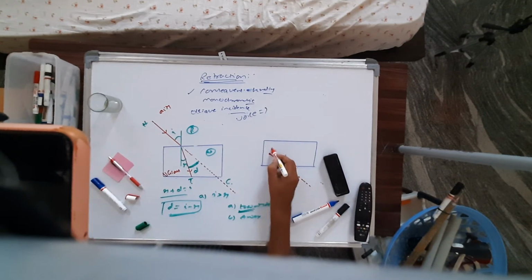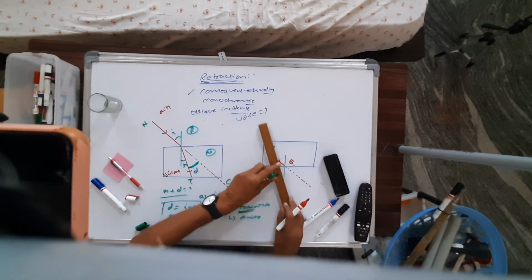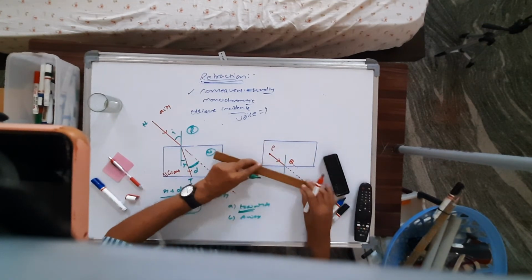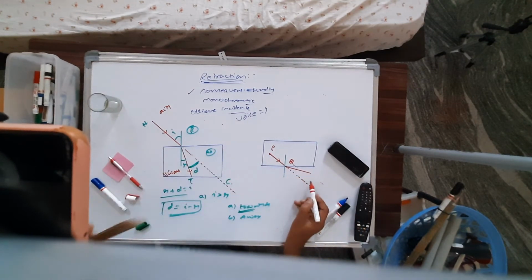Let O be the object. Here PQ is an incident ray. Then QT is a refracted ray. QT is the refracted ray. See now, this is the refracted ray.